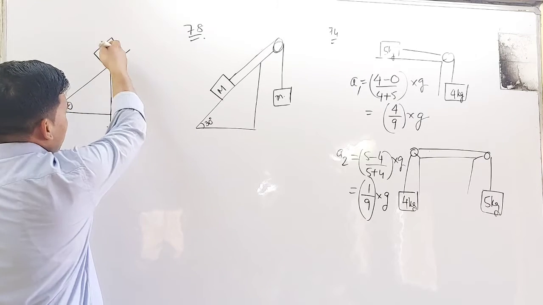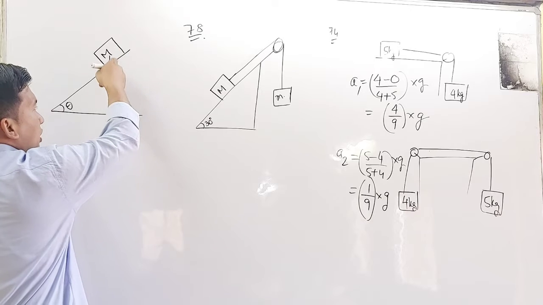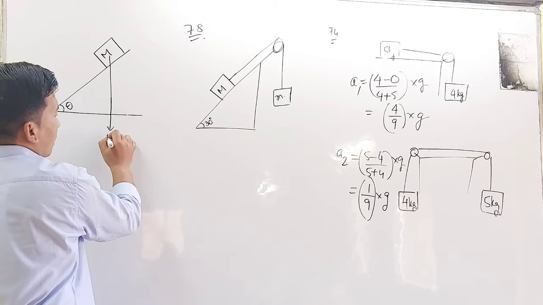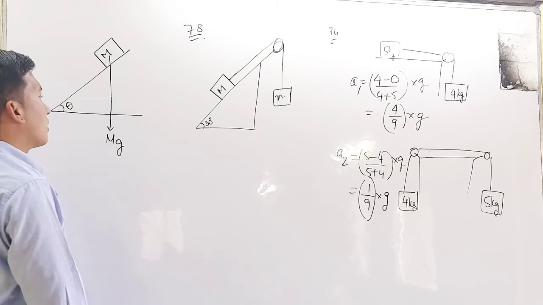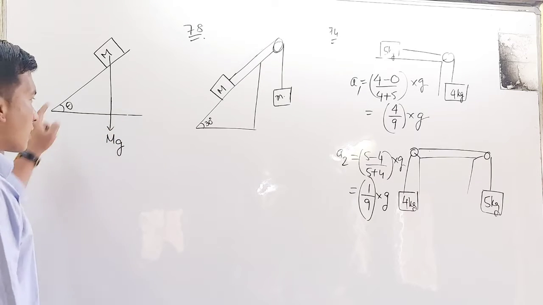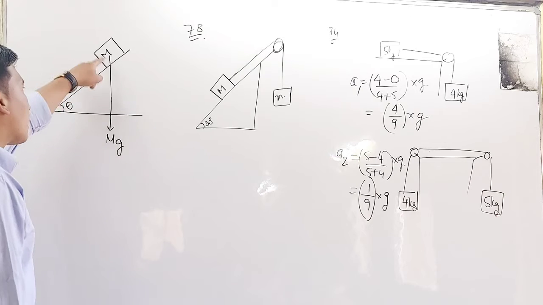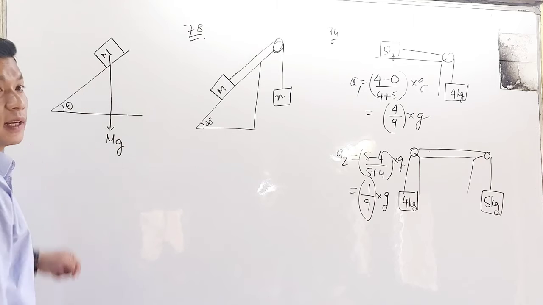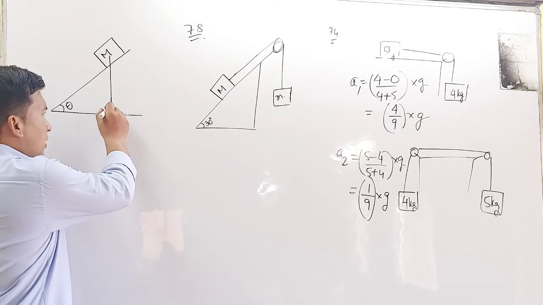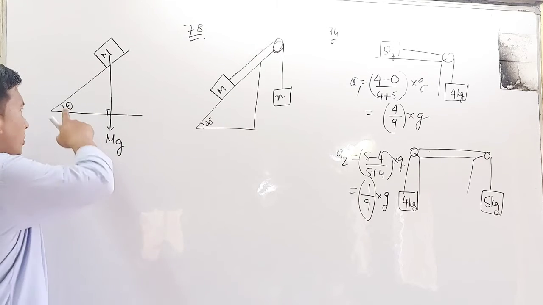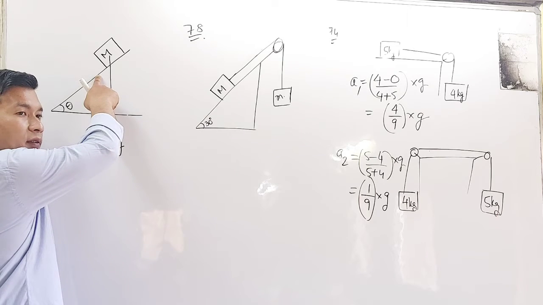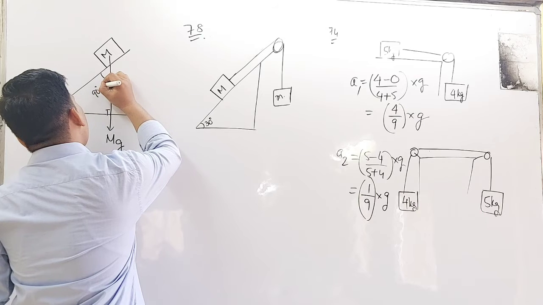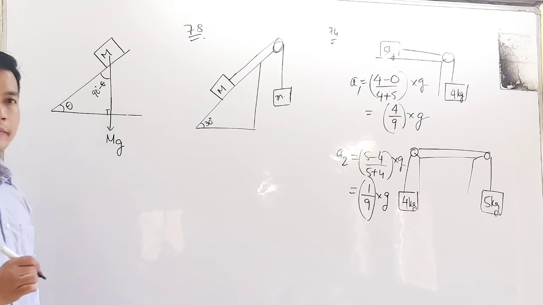We can draw it only as half, but for your better understanding of the mathematical calculation, I draw it complete so that we have a triangle. This angle will be theta, or this angle will be 90 minus theta. Do you understand?